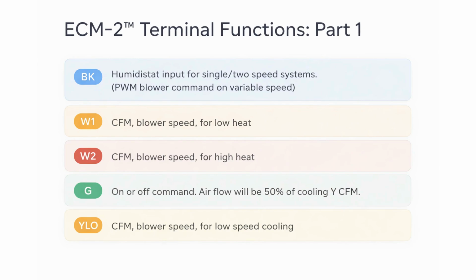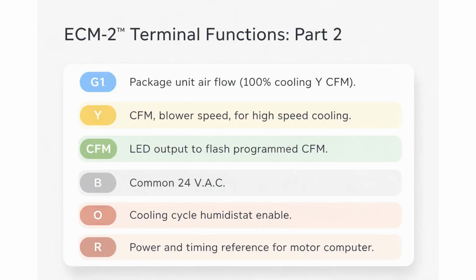The G terminal is the standard fan on or off command, which defaults to 50% of the programmed cooling airflow. Y low handles the low-speed cooling airflow for 2-speed or 2-compressor systems. Continuing with the terminals, G1 is specific to package units and calls for 100% cooling airflow. The Y terminal is your standard high-speed cooling call.